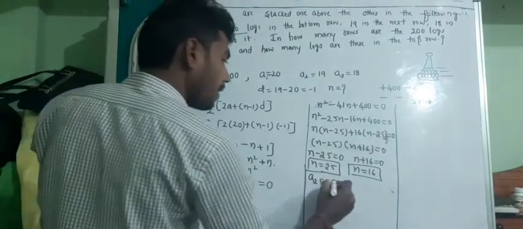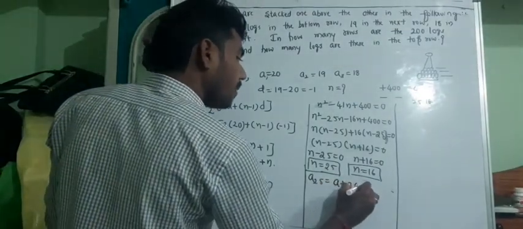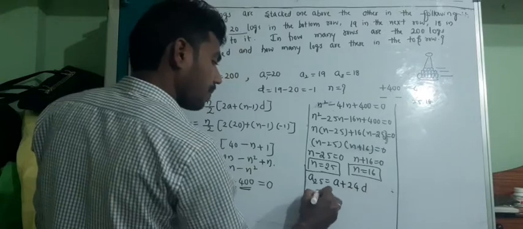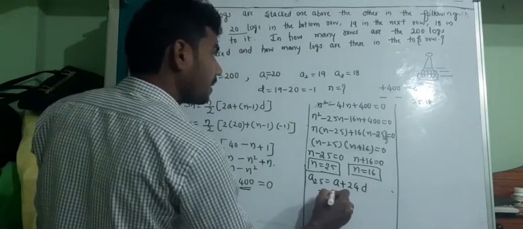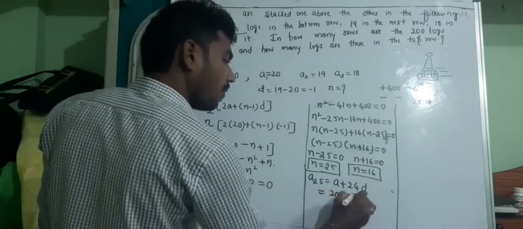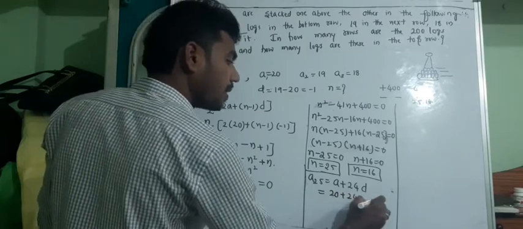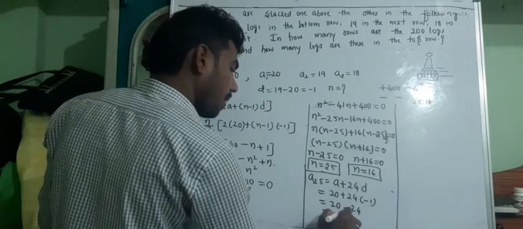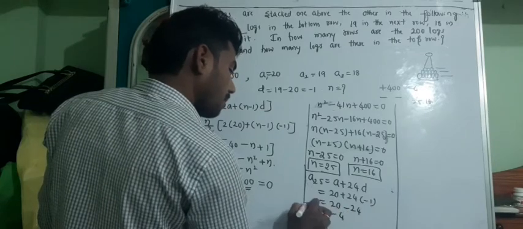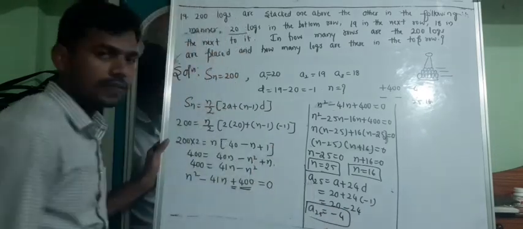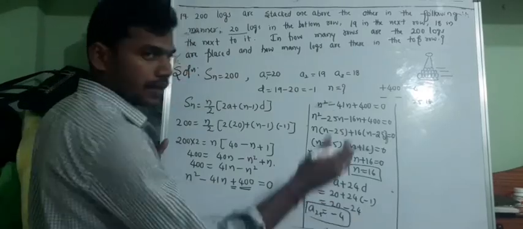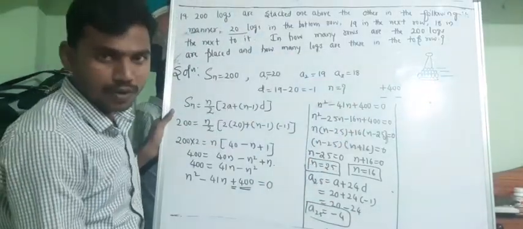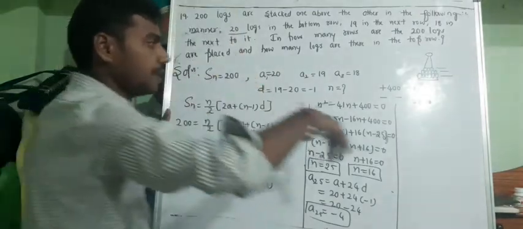That is A25 is equal to a plus 24d, which is equal to, what is a? a is nothing but 20, plus 24 into d, which is nothing but minus 1. 20 minus 24 is minus 4. So practically this value is not feasible. Yes or no? Can we place minus 4 wooden logs on the top row? No.